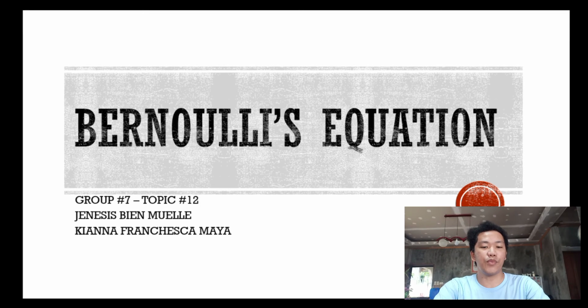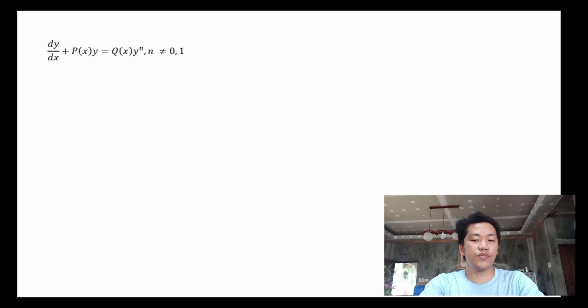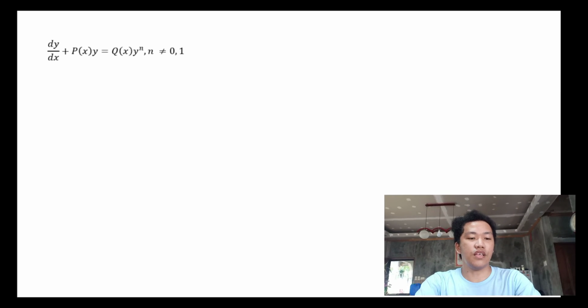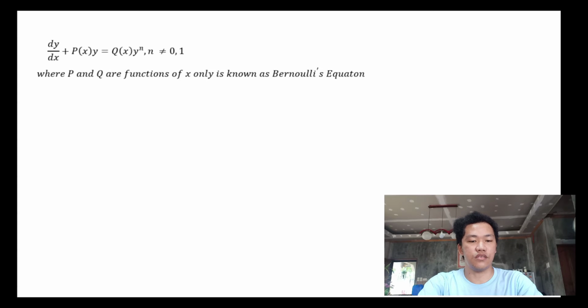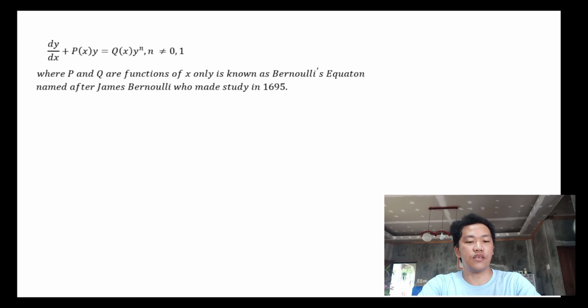Bale ito po yung report po namin ng Group 7, which is ang topic number 12, Bernoulli's equation. So dun po sa Bernoulli's equation, meron daw po tayong dy over dx plus p of x multiplied by y is equals to q of x multiplied by y raised to n. And yung n po nun is not equal to 0 or 1. And ito po ay ni-named after kay James Bernoulli who made the study in 1695.